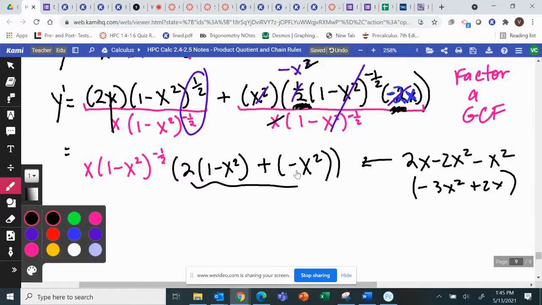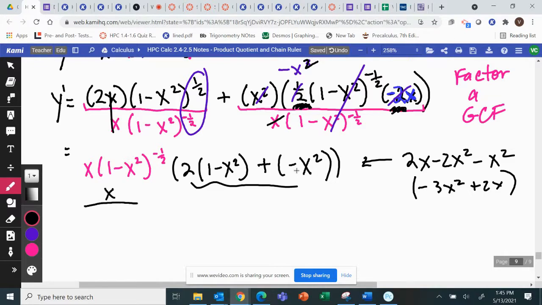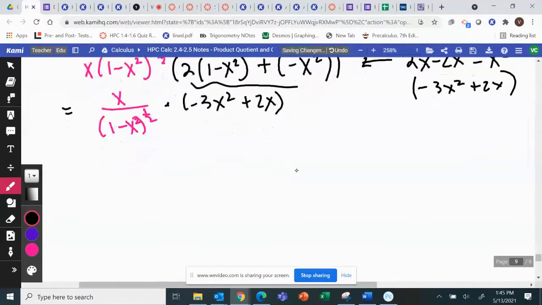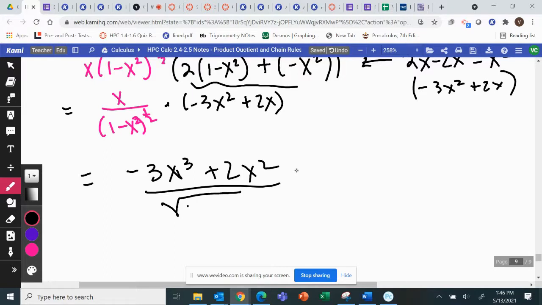All right, so now my next step, the x. Oh, I was going to do this in pink. Hold on. X over 1 minus x squared to the 1/2. Oops, I just wrote that like that. Multiplied by negative 3x squared plus 2x. So on top, I'm going to have negative 3x to the third plus 2x squared. On the bottom, I'm going to just have the square root of 1 minus x squared.